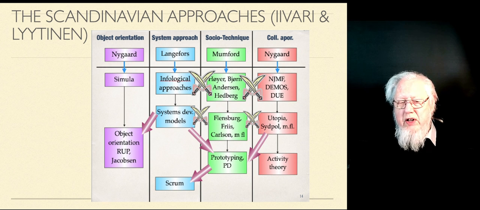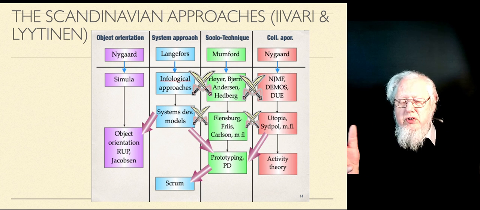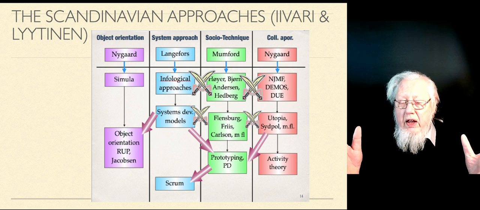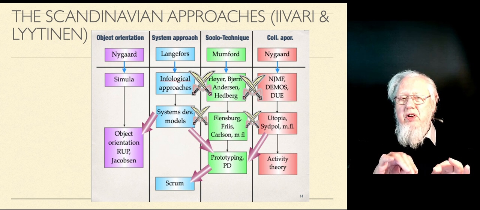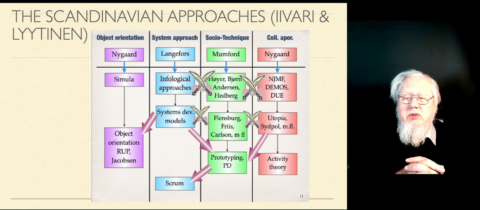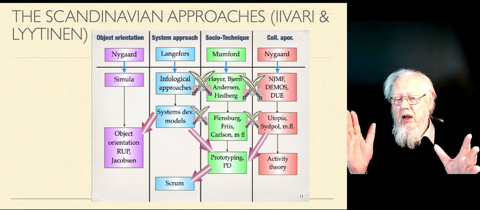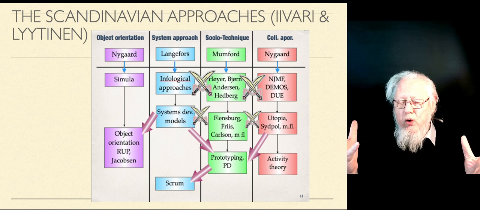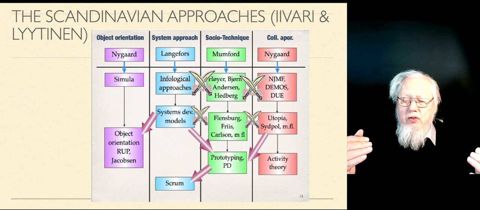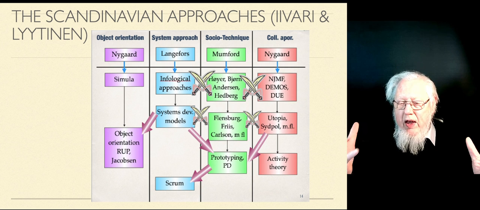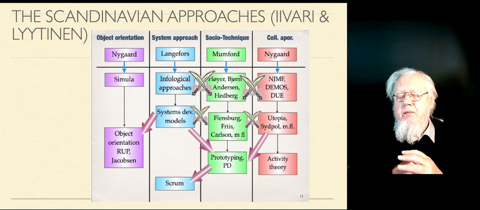The systems approach, that's what Langefors said, the infological approaches, traditional system development models, ending up via prototyping in Scrum, which I think today is the most common systems development way. Then we have the socio-technique, here identified by Mumford and the first scholars within this area, Ulf Höjer, Nils Björn-Andersen, Bo Hedberg, coming more from organizational theory than information systems.